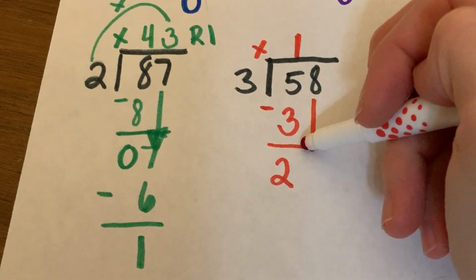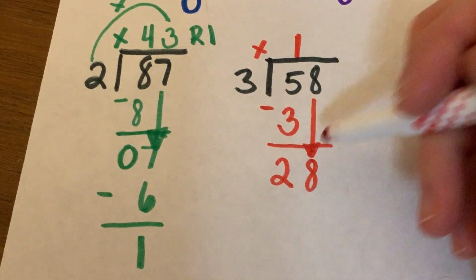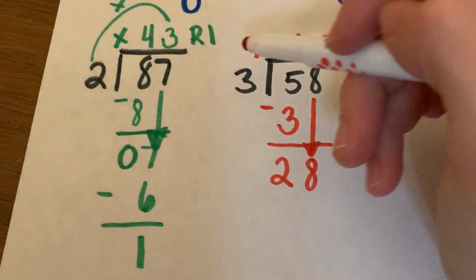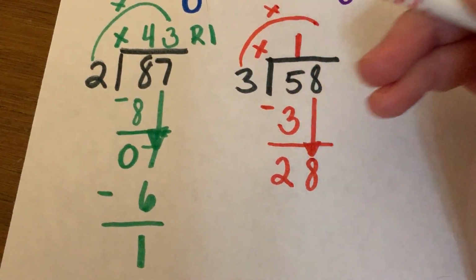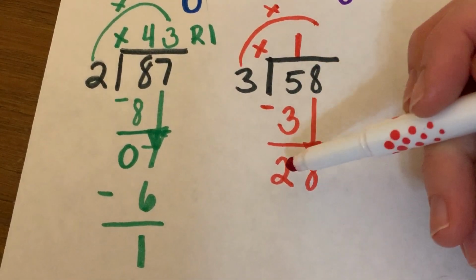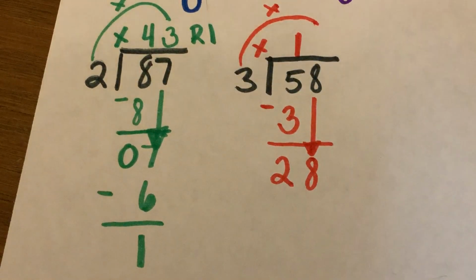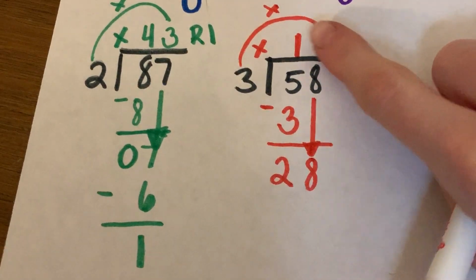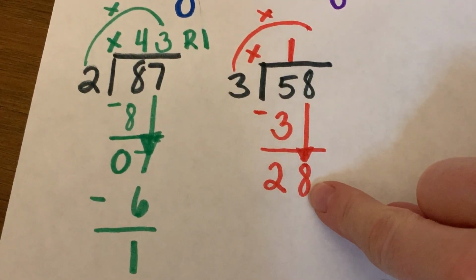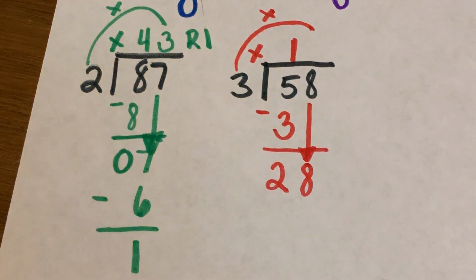That's right, bring down the 8. Now I have to come up with 3 times what gives me 8, or as close as, 28, or as close as possible to 28. Now, some of us are struggling a little bit here. This is where knowing your facts really comes in handy. Those basic facts are so important to this. So, see if you can figure out what 3 times what gives us as close to 28 as possible.